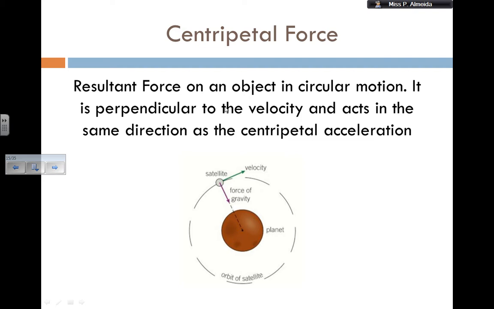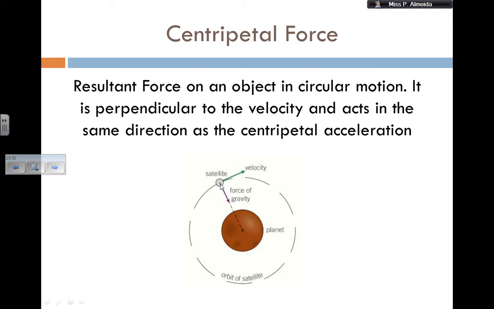So the resultant force on an object in circular motion is perpendicular to the velocity and acts in the same direction as the centripetal acceleration. Because F equals ma, F is a vector, m is a scalar, and a is a vector, so the two vectors need to go in the same direction, okay?